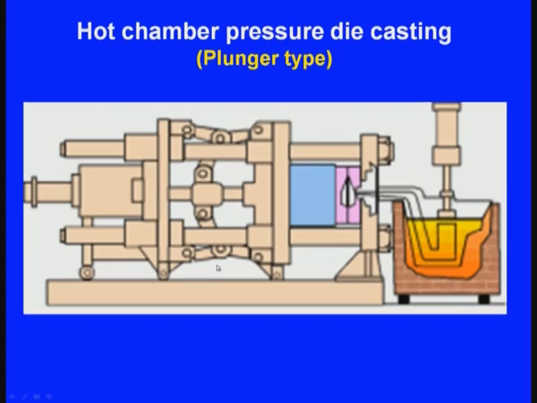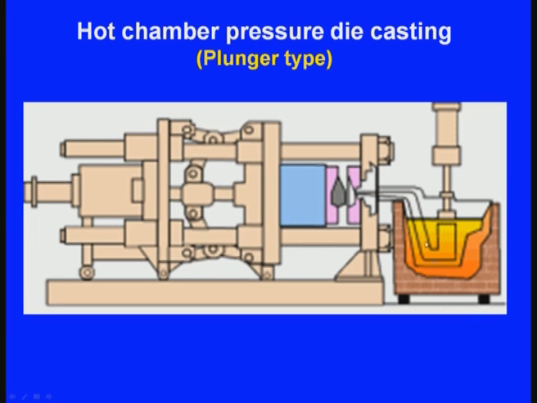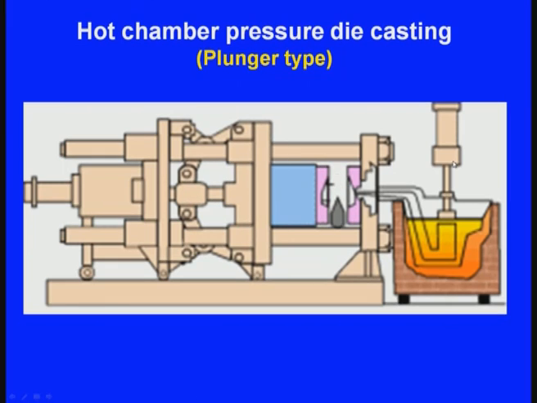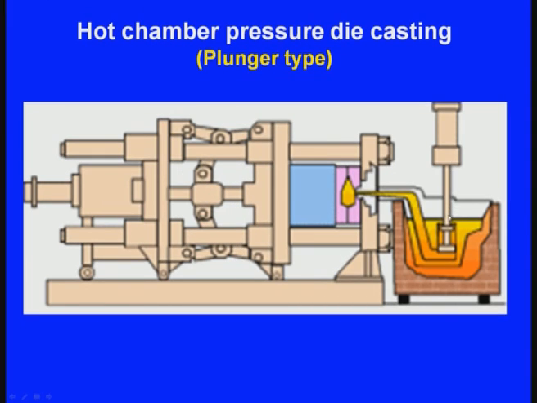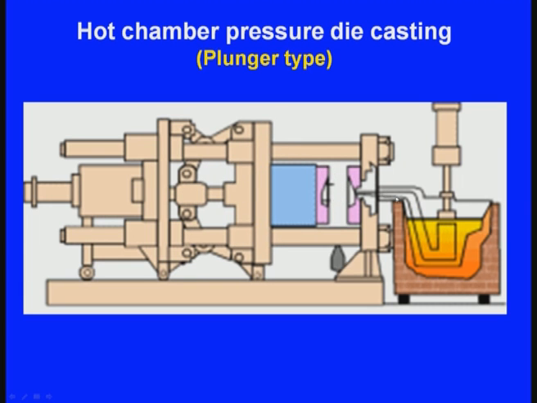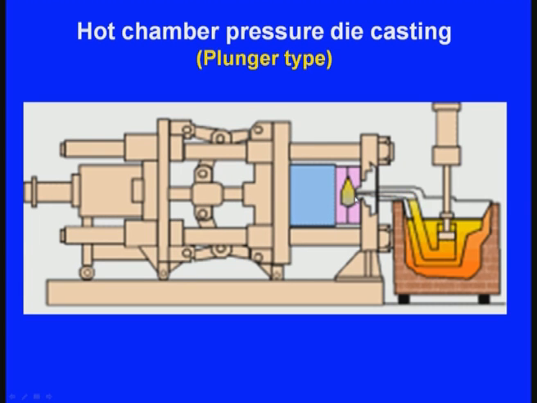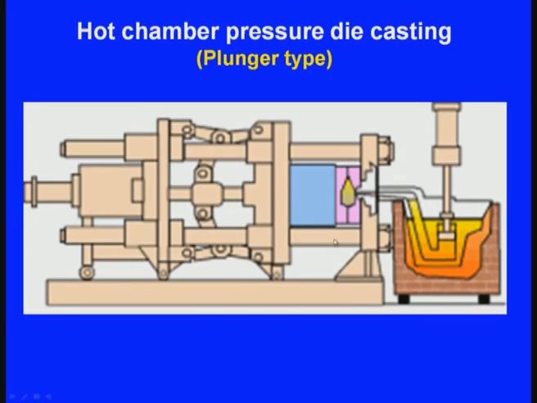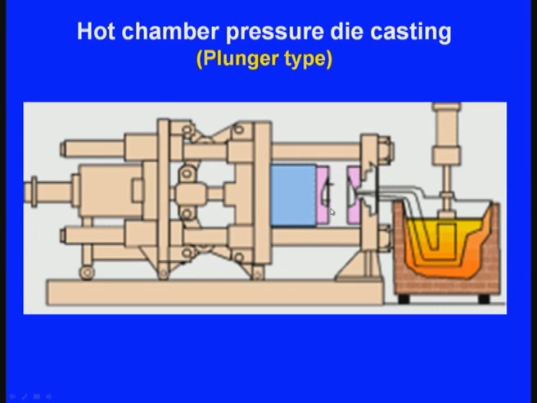Here we can see the animation. This is the furnace, and here we can see the molten metal is going inside, and here we can see the gooseneck plunger is coming down, and these two are the dies. The molten metal will be injected inside, immediately there will be a cooling system to cool the casting, and it will be ejected and the casting will be taken out. So, this is the animation of the hot chamber pressure die casting process.